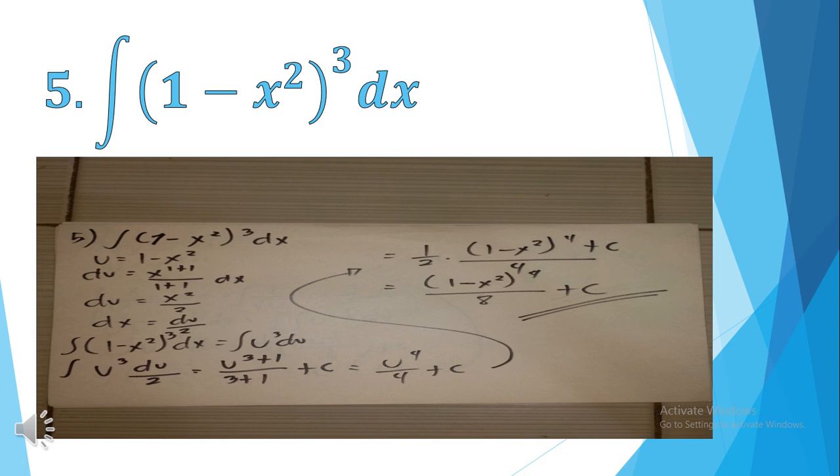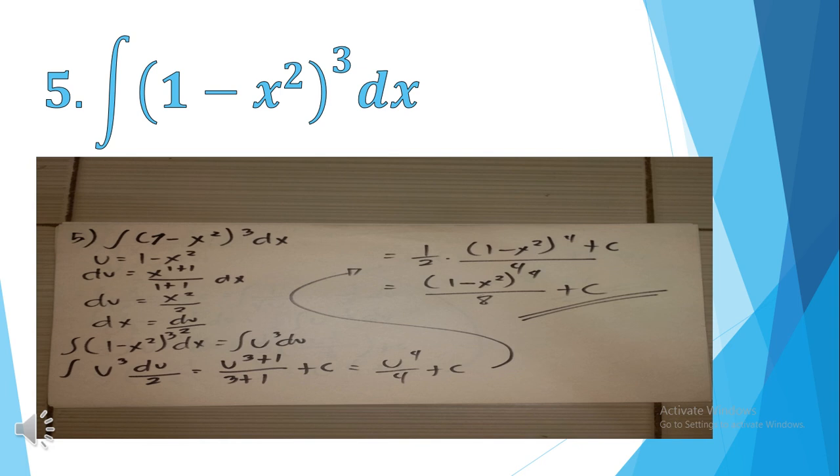So the integral of the quantity 1 minus x squared dx is equal to the integral of u to the power of 3 du. So the integral of u to the power of 3 du over 2 is equal to u to the power of 3 plus 1, all over 3 plus 1, plus c. And 3 plus 1 is equal to 4, so the next value is u to the power of 4 all over 4 plus c. Then 1 half multiplied by the quantity 1 minus x squared to the power of 4 plus c all over 4. The 1 half comes from the du over 2.